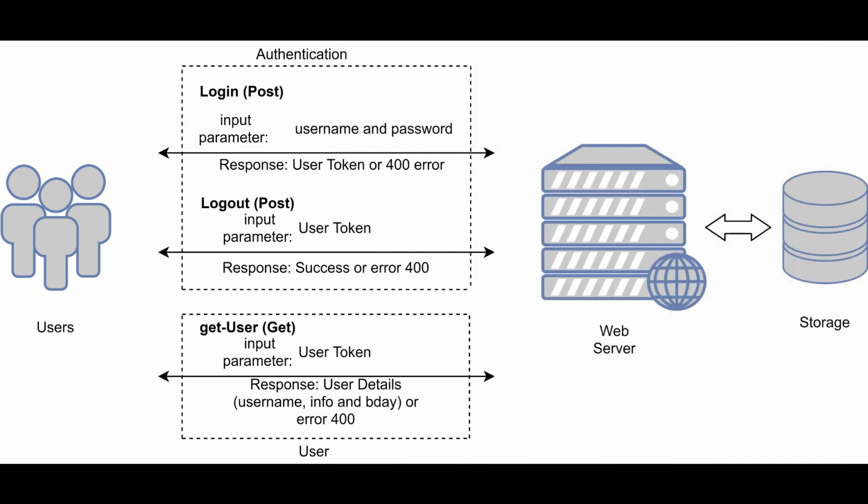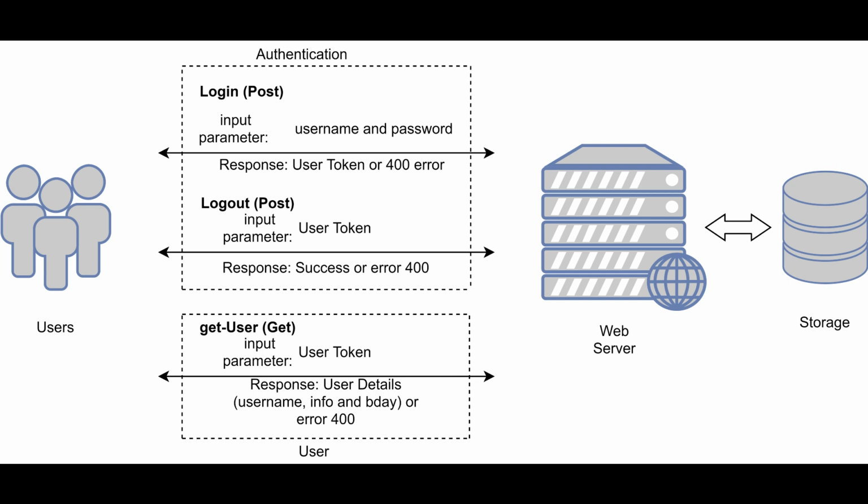We will write API description for these three APIs. Out of this, login will have post method and have input parameters, username and password, and give user token or 400 error as response. Then logout will also be using post method, and it will take user token as input parameter and give success message or error 400 message as response.